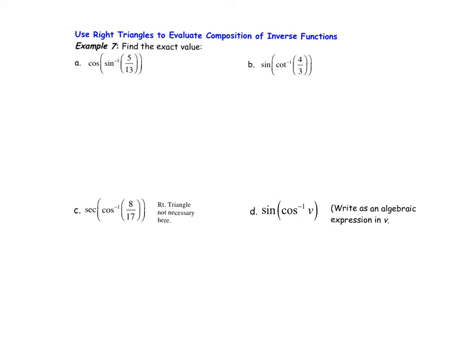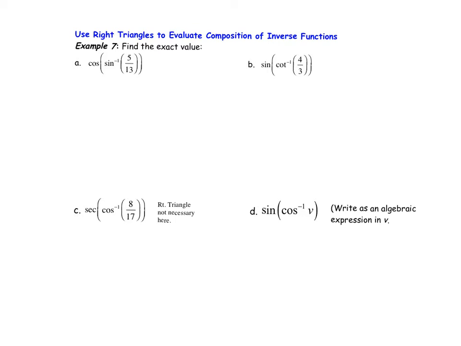In note 6.6, example 7, we're going to use right triangles like we did back at the beginning of chapter 6 to evaluate composition of inverse functions. So we're going to use SOHCAHTOA, right triangle trig. In example 7a, we're asked to find the cosine of sine inverse of 5/13.